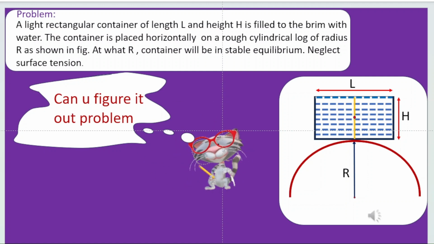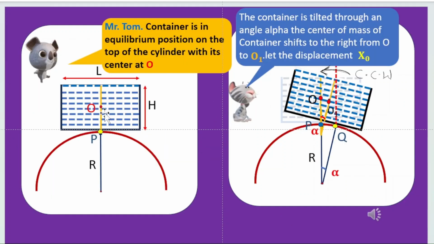Now come to the solution. It is given in the problem that this is a container filled with water up to its brim, whose length is L and height is h. And this yellow line is the line of symmetry passing through its center of mass, and P is the contact point of this container with the log of radius r. This log is of cylindrical shape.